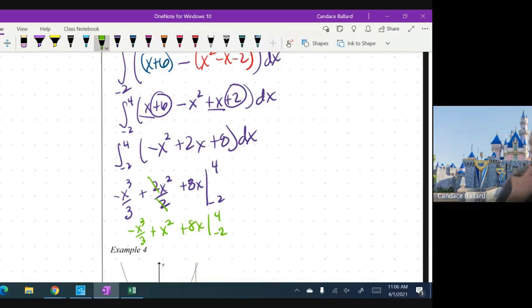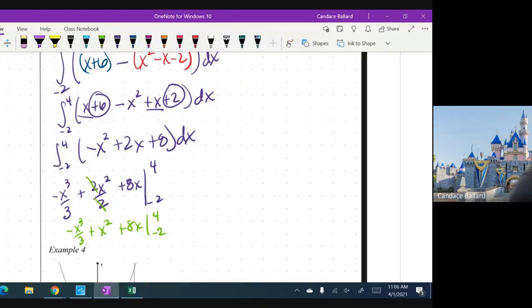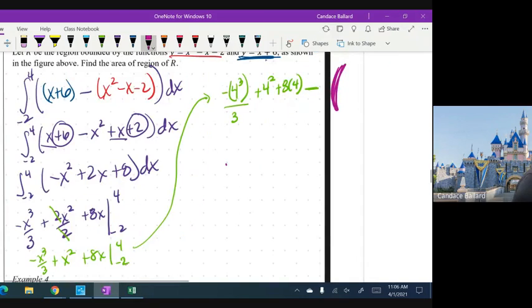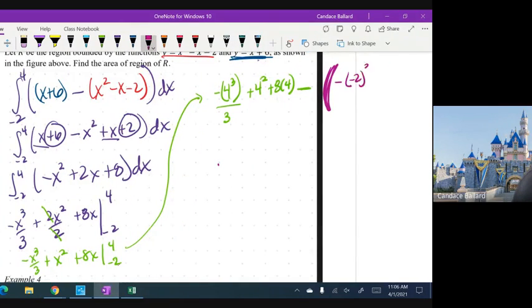All right, so now I'm at the point where I'm just going to plug those numbers in. Okay. So let's come back up here. We've got negative, and then it's 4 cubed, but the negative is outside the cubed, not that it would matter, over 3, plus 4 squared plus 8 times 4. And then it's minus, and it's always a big parentheses anytime we do that. Okay, now we're going to put in the -2. So it's -2 cubed over 3 plus -2 squared plus 8 times -2.